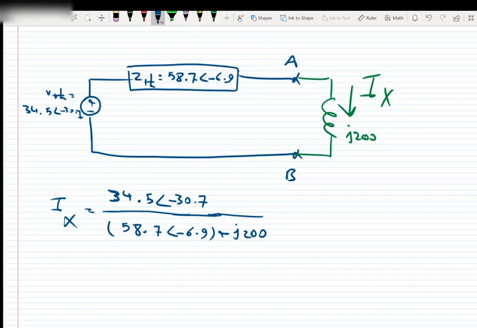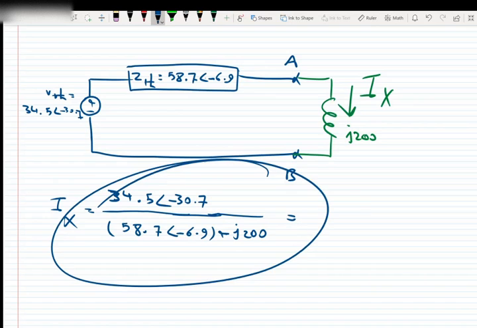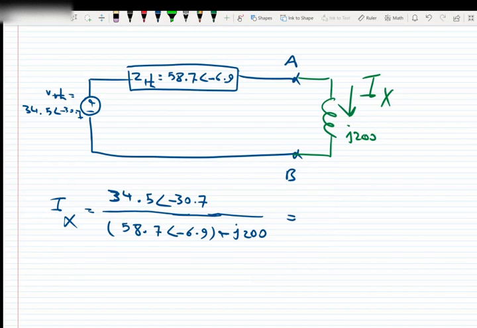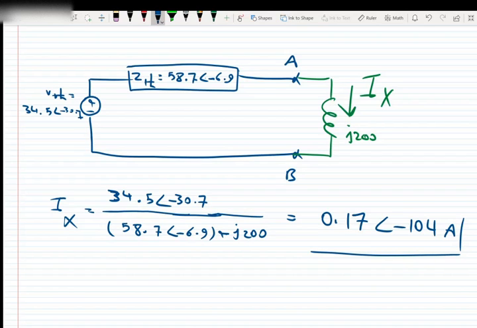Again, pause the video and calculate this value and compare it with my result. Okay, I hope that all of you got the answer of 0.17 with the angle of negative 1.4 amp. So this one is the answer.